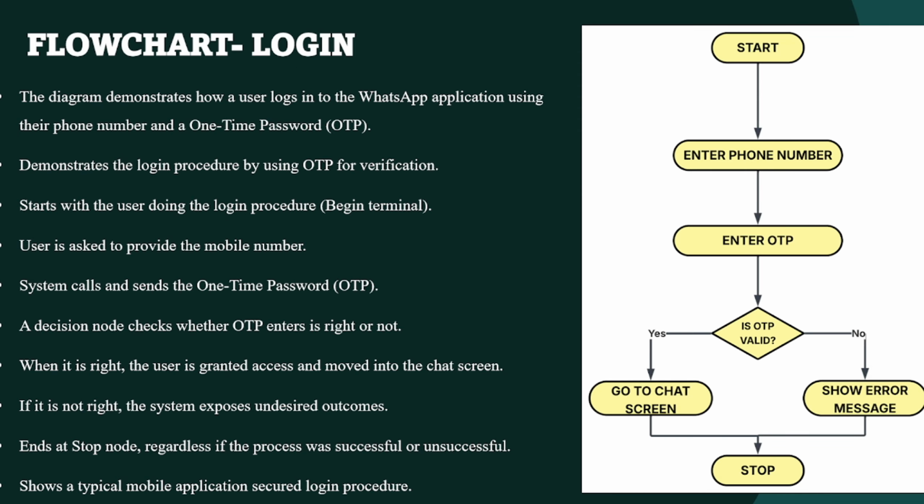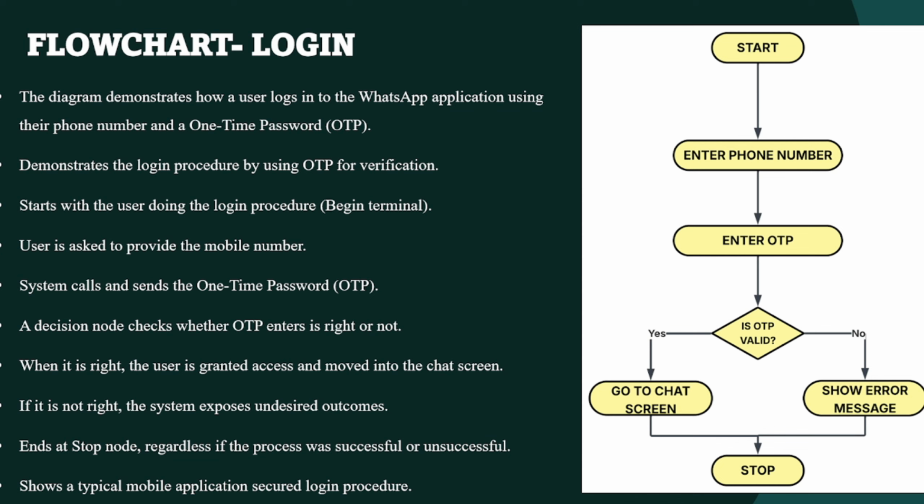Flowchart login. The flowchart illustrates the login process for the WhatsApp application using phone number verification with a one-time password, or OTP. The process begins with the user initiating the login sequence, marked by the start node. The user is first prompted to enter their phone number, which is followed by the request to input the OTP sent to that number. The next step is a decision-making node that checks whether the entered OTP is valid.